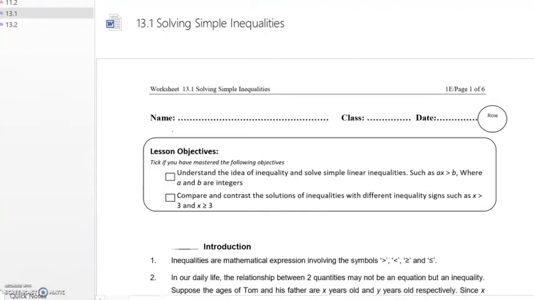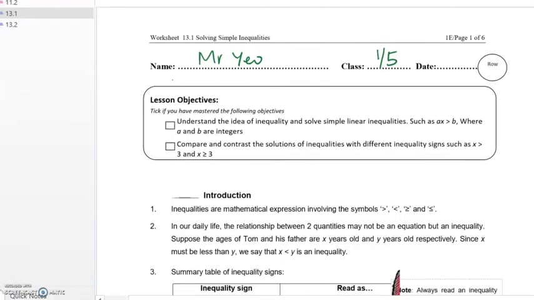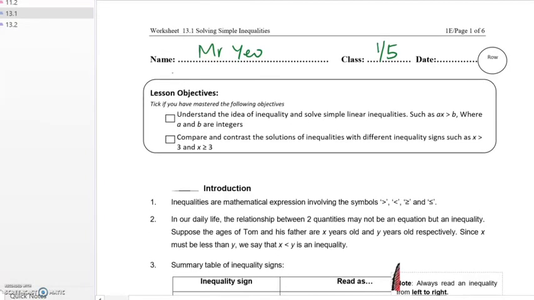Okay, hello everybody. We're gonna look at worksheet 13.1 in this video. So write your name and your class, and then we'll start with the introduction of solving simple inequalities.